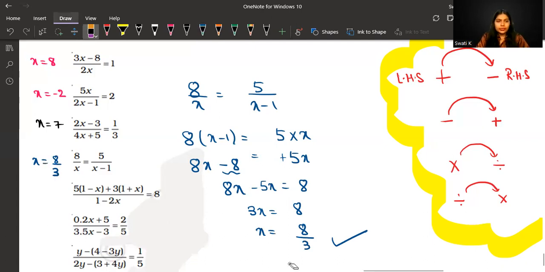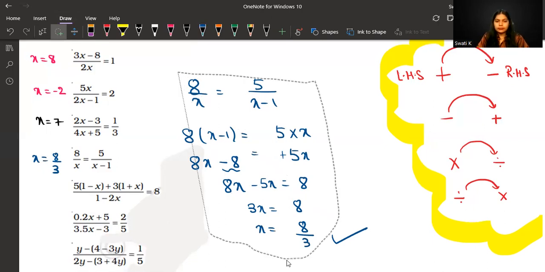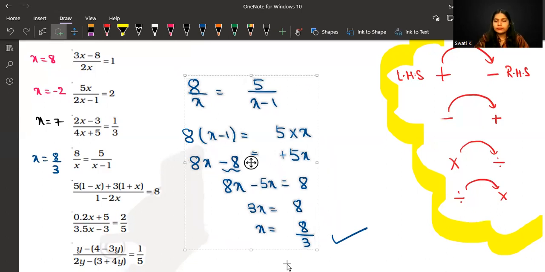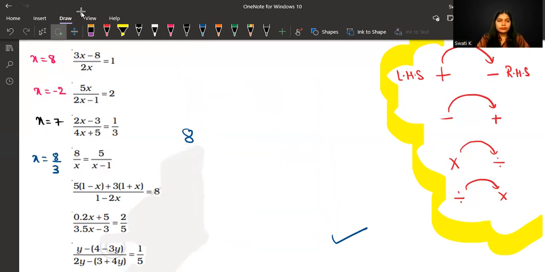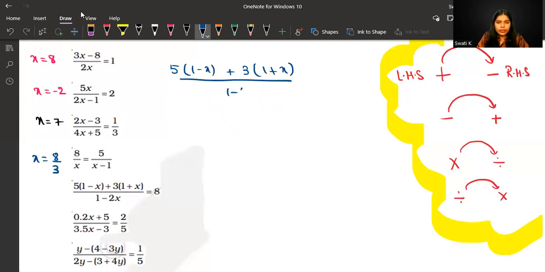All right, so now we can start with the next one. And for that, let me erase this. Okay. So let's go to the next one, and that is our fifth question. So I'll just write down the question first. So 5 times 1 minus x plus 3 times 1 plus x divided by 1 minus 2x equals 8.